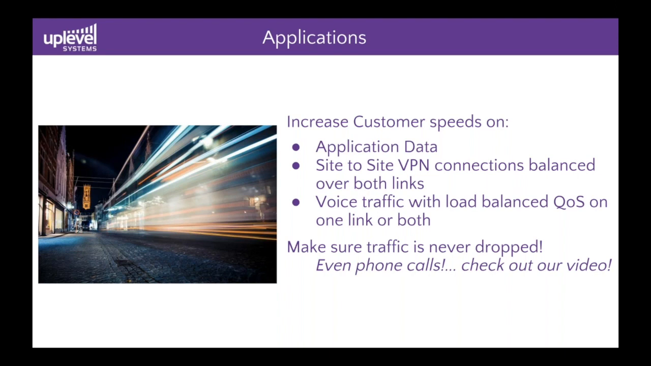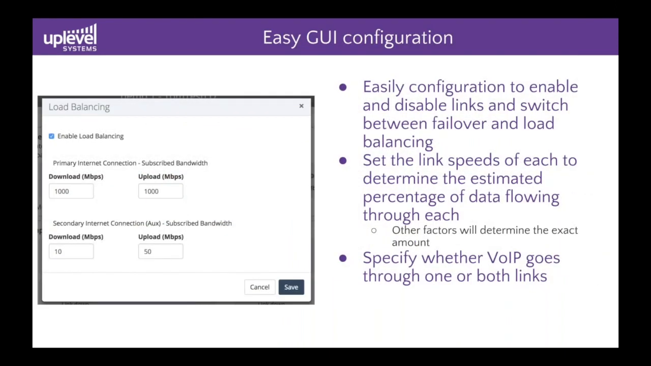With easy GUI configurations, you now have the flexibility to go in and turn load balancing on or off to revert to or from failover. These two links will still be the primary uplink port 1 and the auxiliary port as previously with failover in the gateway. The individually set link speeds for load balancing will also be a single factor in determining the amount of data flowing through the line.